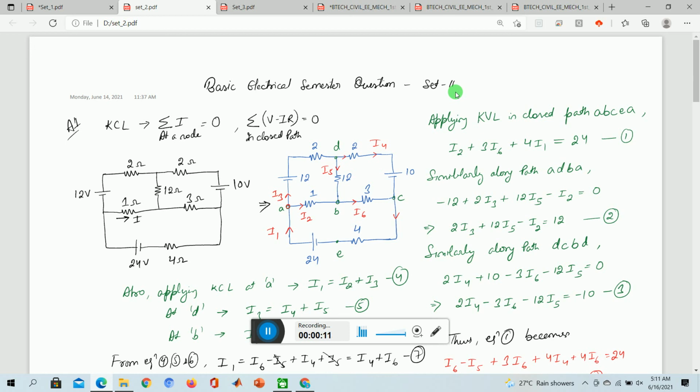The question that we have been asked is, the first question of theory is 4 marks and the numerical is 6 marks. The theory is like: define KCL and KVL. In that case, you have to just write briefly what is KCL. Summation of the current at a node is equal to 0. And KVL, sum of all the voltage sources and the drops in a closed path is equal to 0.